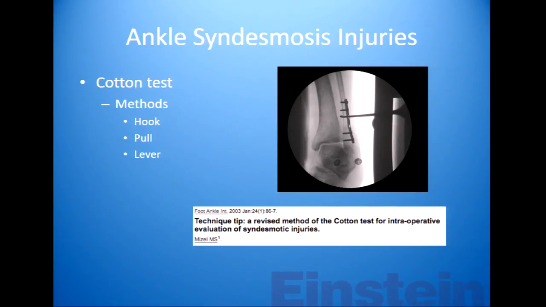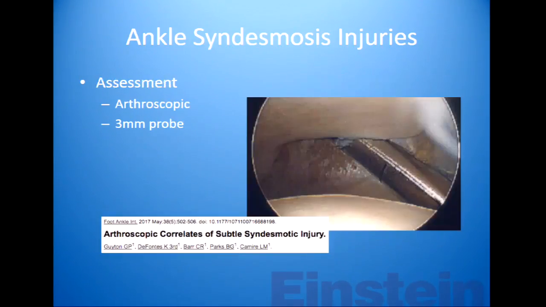And then the technique tip was if you put a lever, a Freer elevator or something, between the fibula and the tibia and push open, you lever the fibula away from the tibia. It's biomechanically the strongest way to assess if there's instability, and it's fairly easy to do. Now, often we'll do all three.